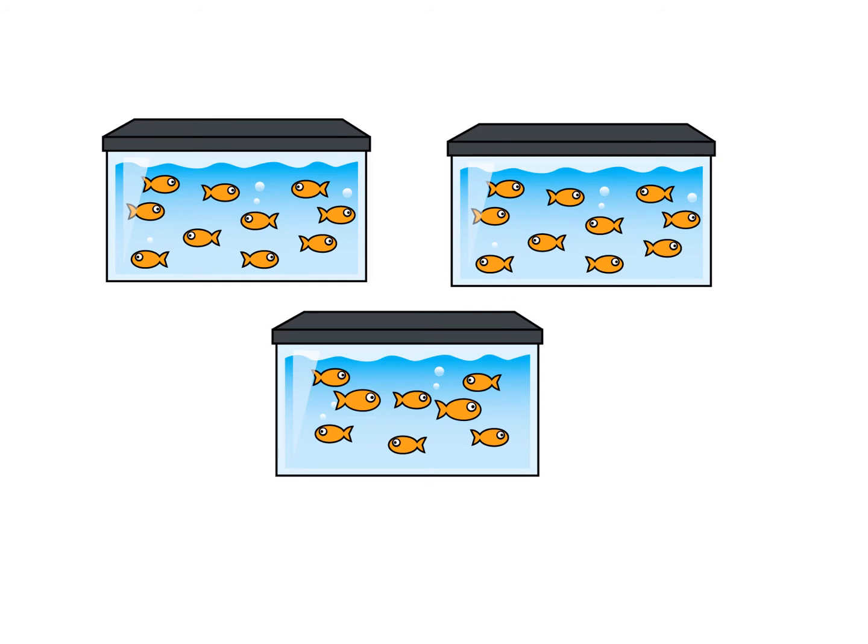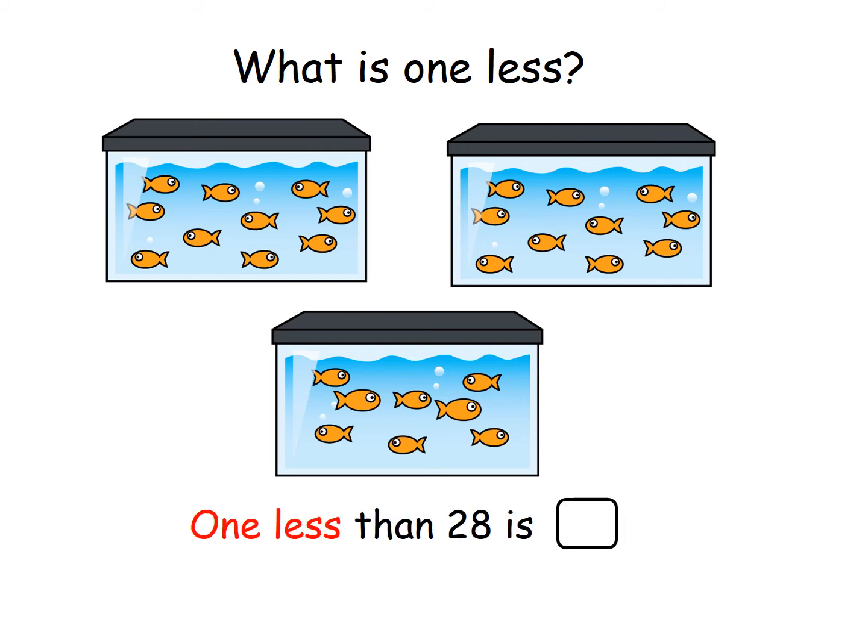Okay, I have 28 fish because I've got 2 lots of 10 and 8. So I've got 28 fish, and I want to know what one less is. So cross out a fish from the bowl. And what is one less than 28? So if I look at that now, it's 2 tens and 7 ones, 27.